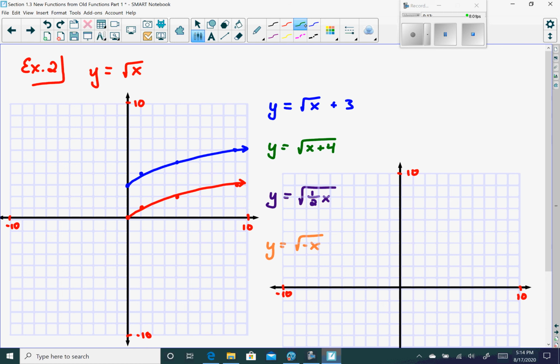And then looking at the third one here, y is equal to the square root of the quantity x plus 4. That's going to be a horizontal shift 4 units to the left. So now my new starting point is right here. And again, over 1 up 1, over 4 up 2, and over 9 up 3.